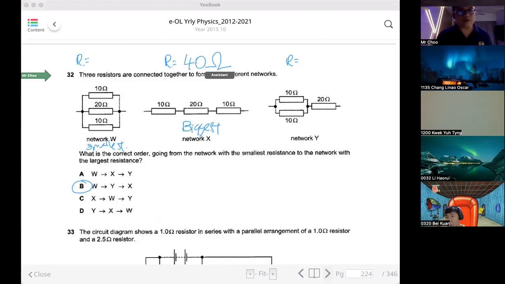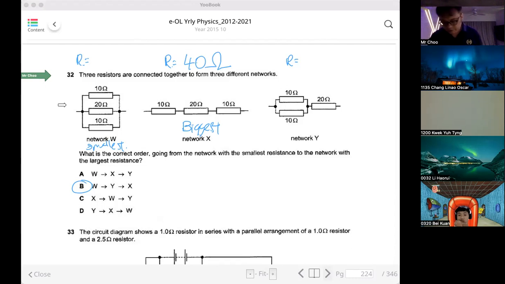Can all of you go and calculate W? See whether you can get the answer. Everybody go and calculate the resistance of network W. See whether you can get the same answer as me. Oscar incorrect. Eating incorrect. How Ray, your unit is wrong. Yufen incorrect. You must inverse your answer again.